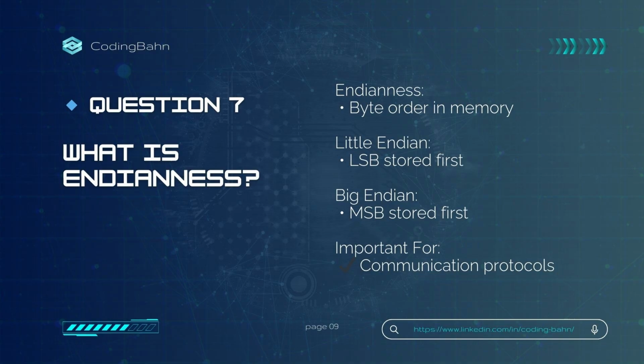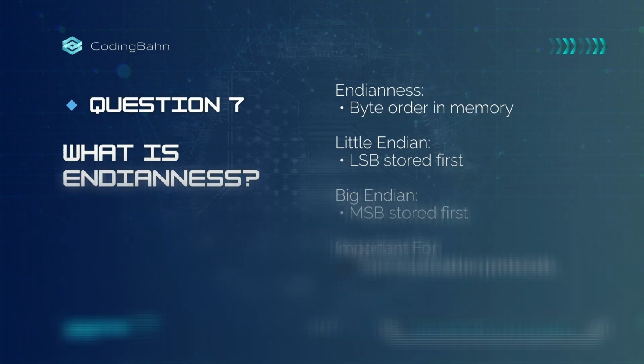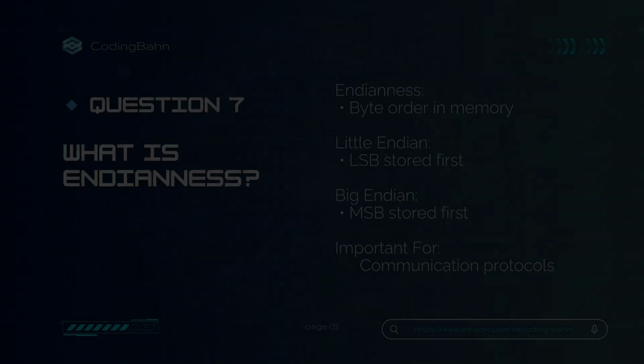Question 7. What is Endianness? Endianness defines the order in which bytes are stored in memory. In little endian systems, the least significant byte is stored first. In big endian systems, the most significant byte is stored first. This is important in communication protocols and low-level programming.